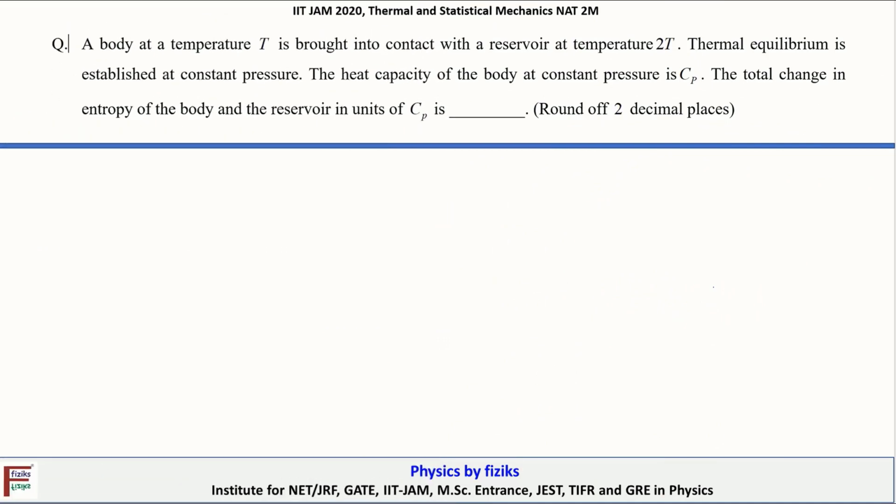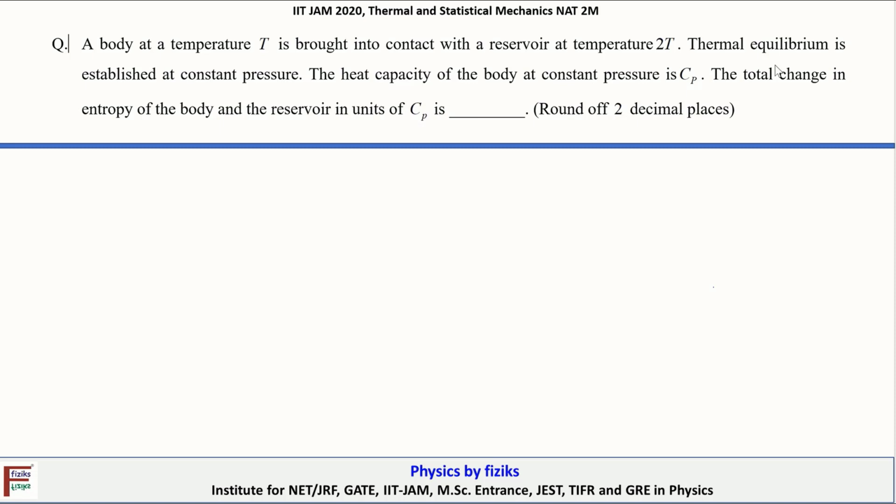Let's take a look at the next question. The statement is: a body at a temperature T is brought into contact with a reservoir at temperature 2T. Thermal equilibrium is established at constant pressure. The heat capacity of the body at constant pressure is Cp. The total change in entropy of the body and the reservoir, in units of Cp, is. We have to give the answer up to 2 decimal places.